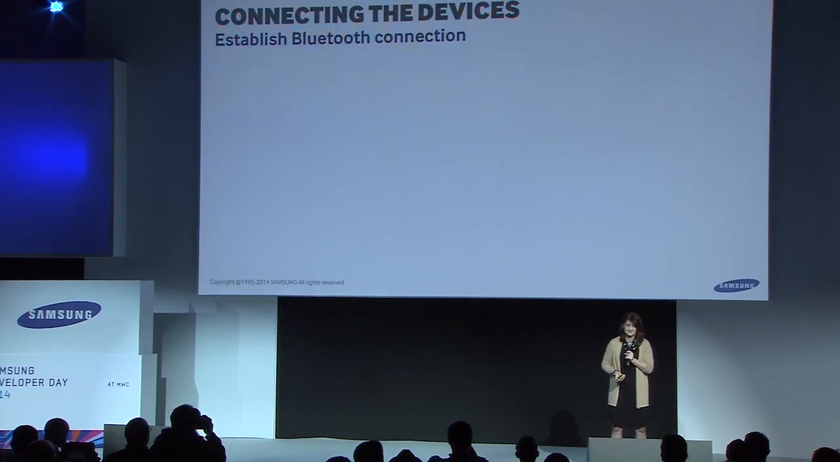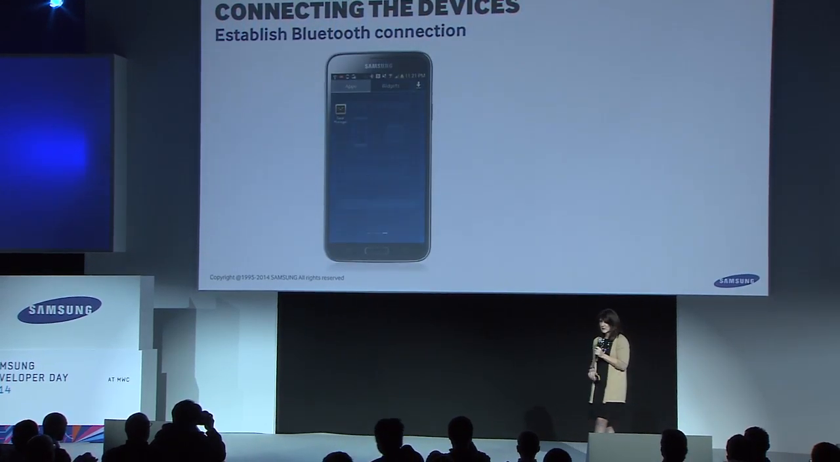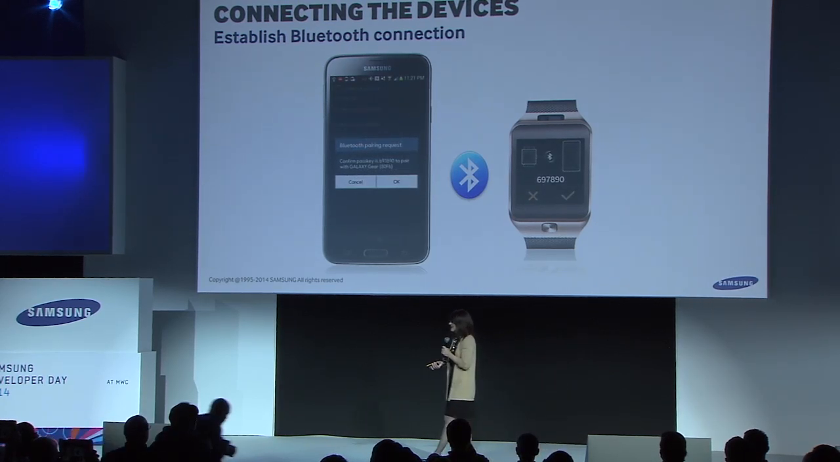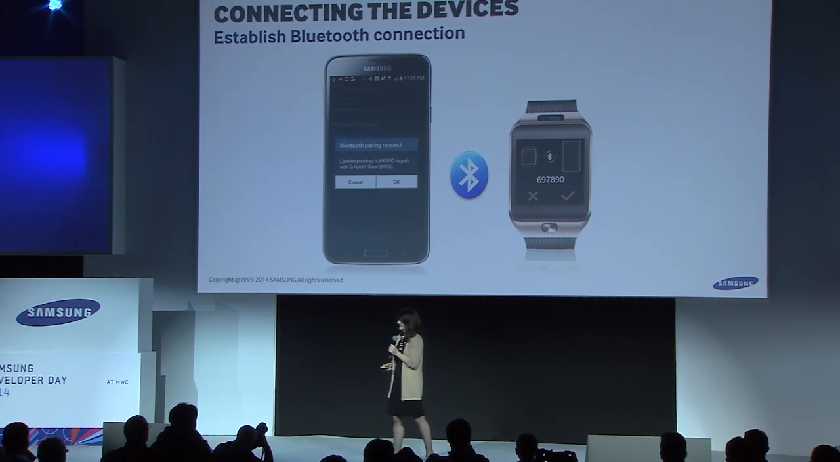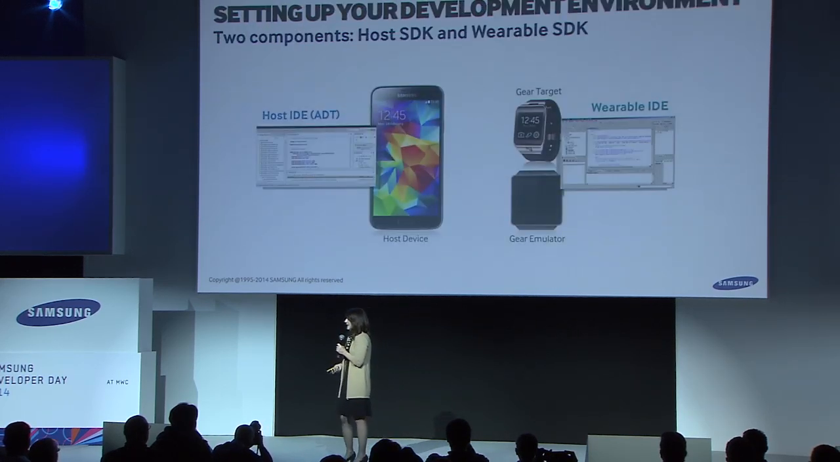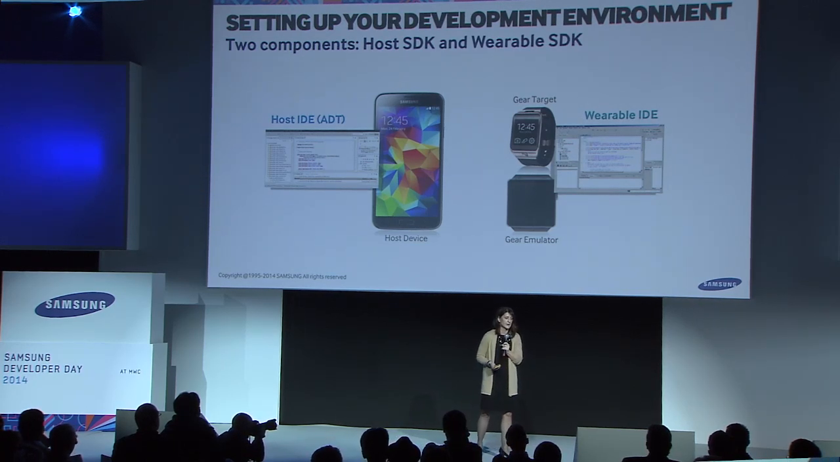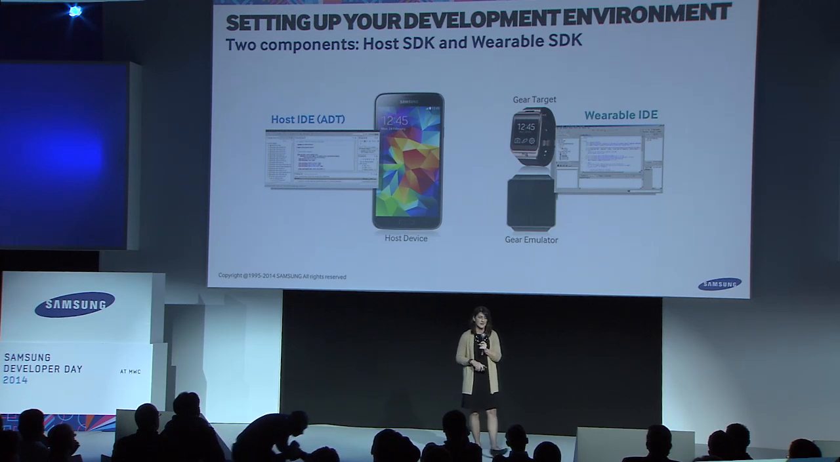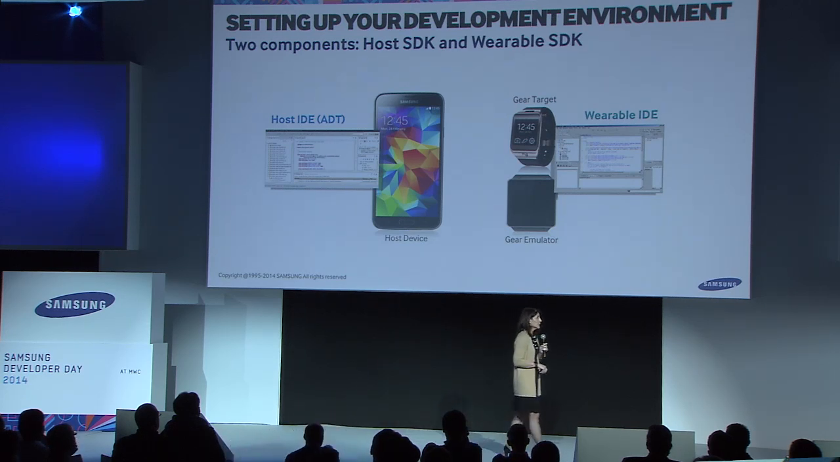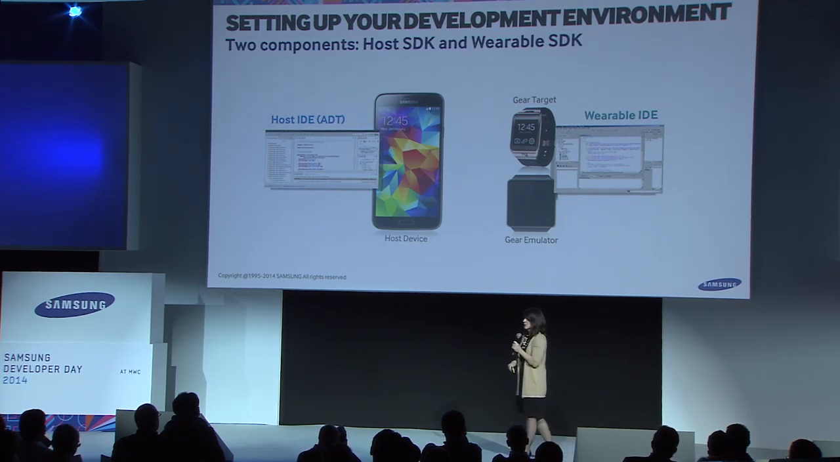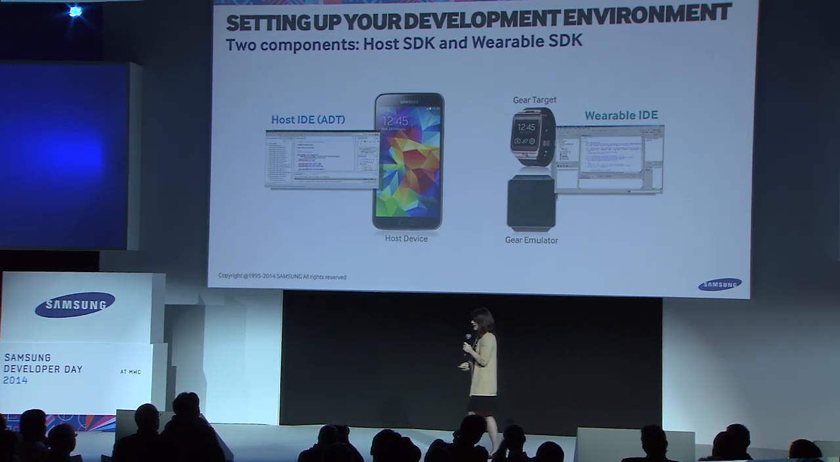So, development environment. At some point you will need to get hardware. First thing you need to do is to make that Bluetooth connection. And then you have to use the IDEs. For this development environment, there are two. If you're an Android developer, you're already familiar with ADT on the host side. When you plug your phone in, it will show up as a device in ADT. The other development environment is for the Gear. It's called Wearable IDE. When you plug your wearable in, it will show up.